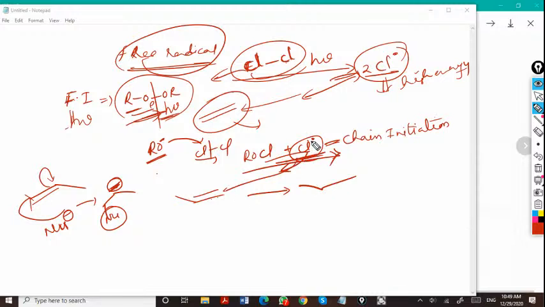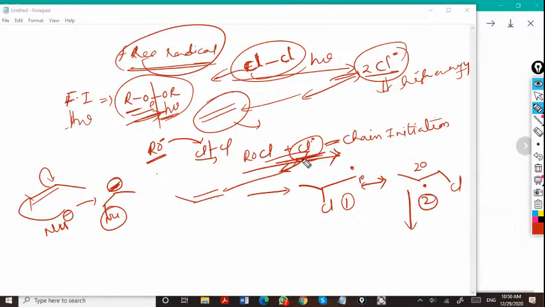So there are two possibilities. If it is attacking here, the radical will be here. And if it attacks here, the radical formation will be here. Among these two radicals, 1 and 2, the first one is primary and the second one is secondary. Which free radical is more stable? The secondary free radical will be more stable, so it will give the further reaction.